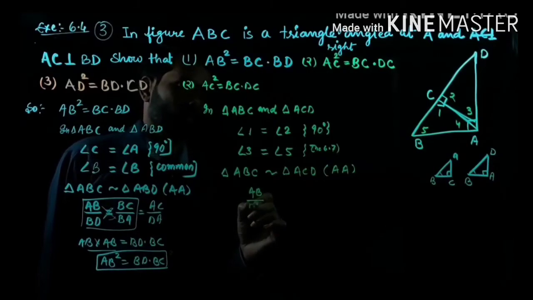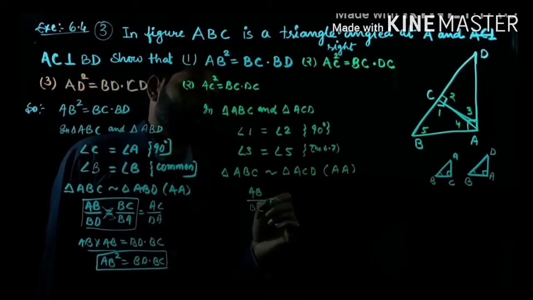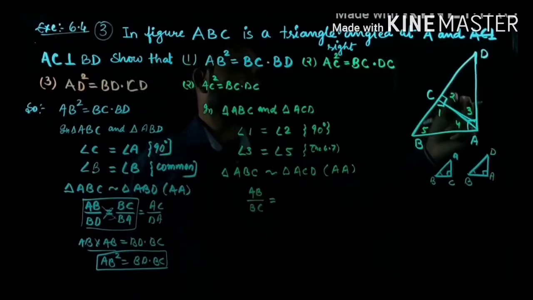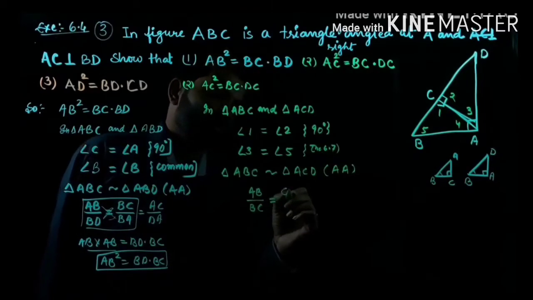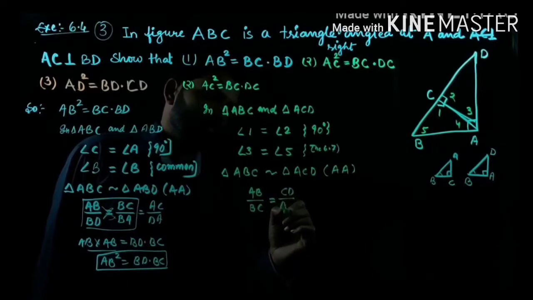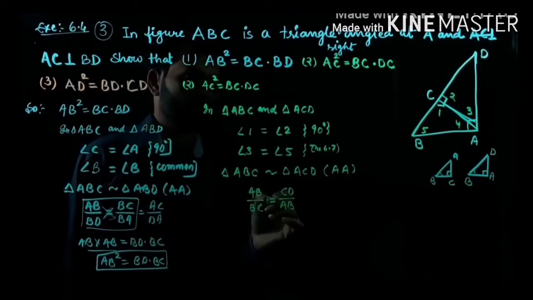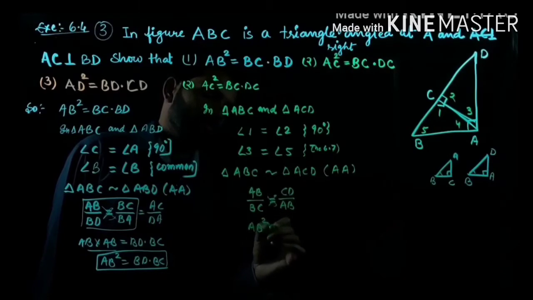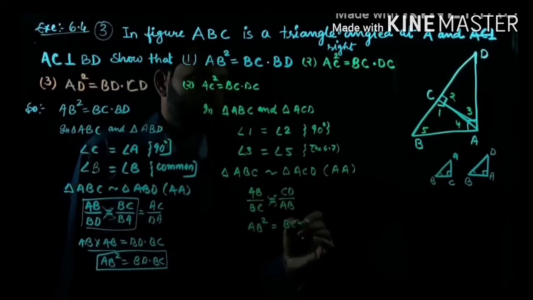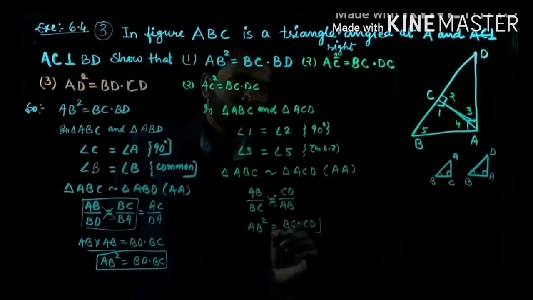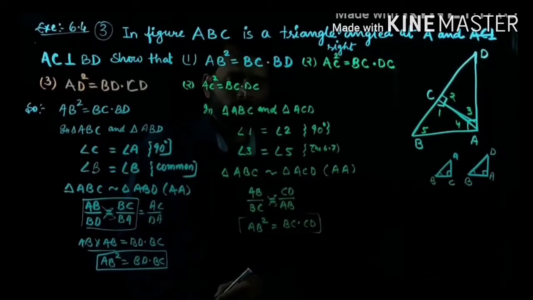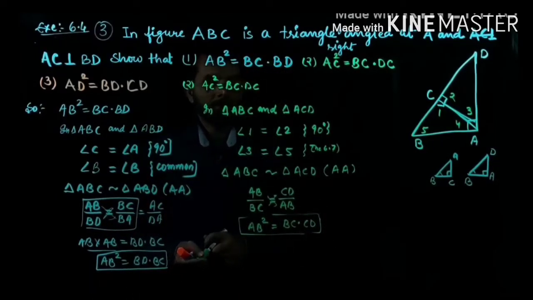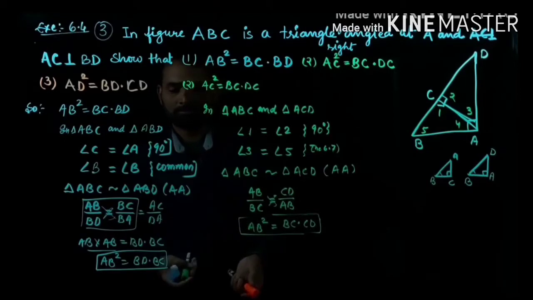Okay, now here we will prove that AB upon BC, and second, CD upon AB. Now cross multiplication, write AB square is equal to BC into CD. This is the proof of the second solution. Okay, and next will be the third solution.